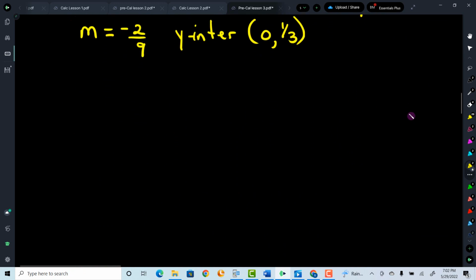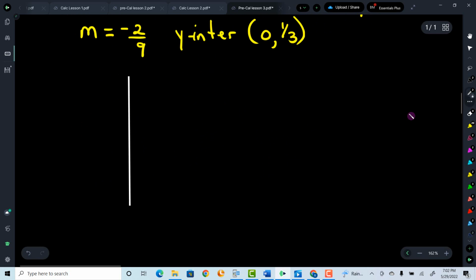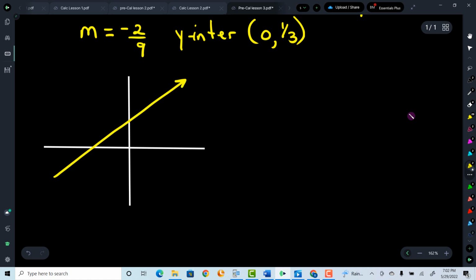Okay, and as I'm looking at that, I'm thinking, let's just make sure that we understand the slope of a line. Okay, so the slope of a positive line, or a positive slope, would look like this, right? Positive slope means it's going uphill. This has a positive slope.